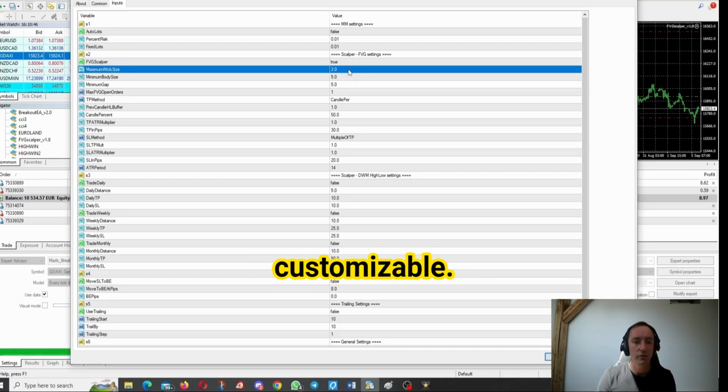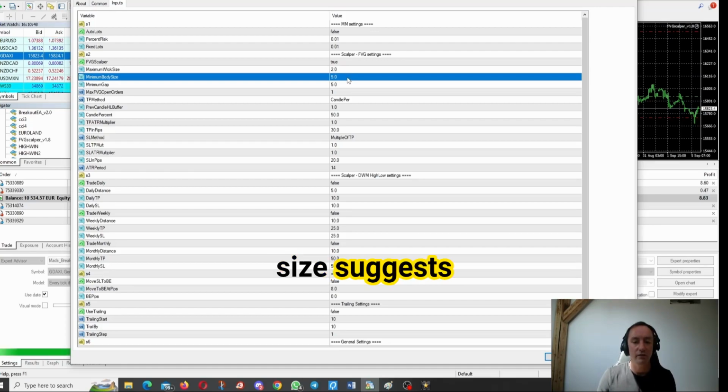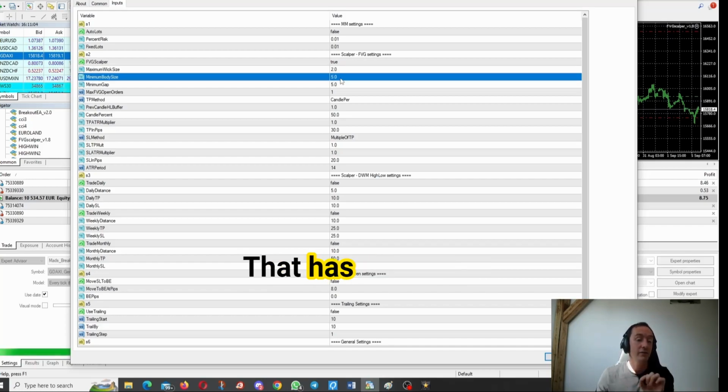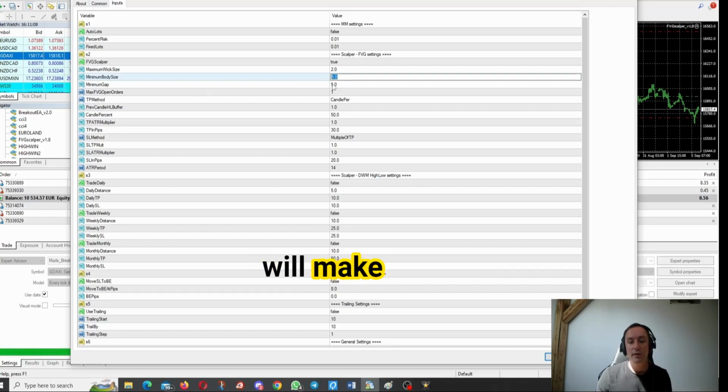So this is customizable. Minimum body size suggests it's basically how big the candle should be. If you're wondering what type of candle it is, you can dictate that by the graph you put it onto. If you put it onto a 5-minute graph, it'll be a 5-minute candle. If you put an hour graph, it'll be a 1 hour candle. So you need to pick the right graph to put this onto. That has to be said.